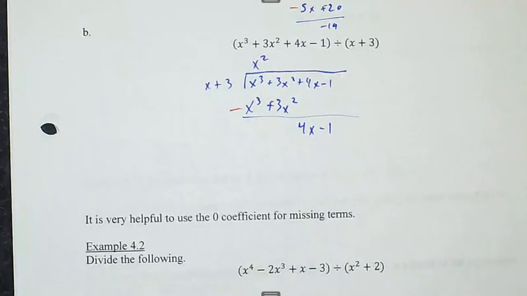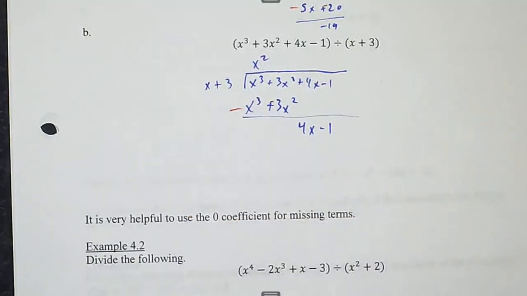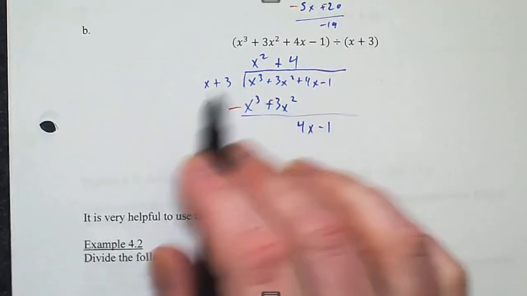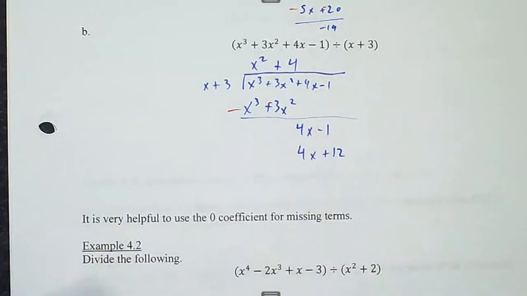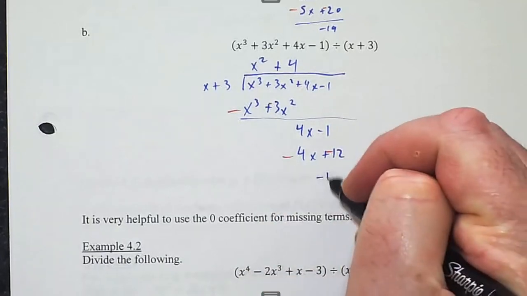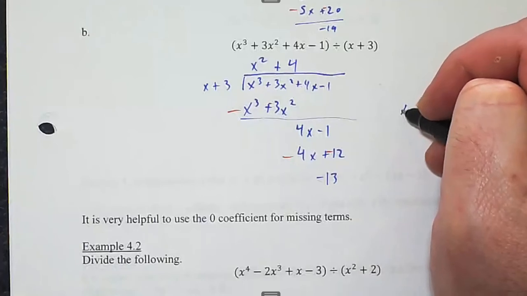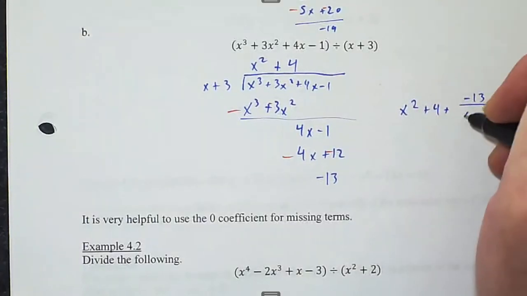And what that means is we're going to have a kind of a gap in our quotient. We had an x squared. Now we're going to go all the way down, not to an x, but to a constant. So 4x divided by x is 4. And then 4 times x plus 3 is 4x plus 12. Don't forget to change the signs. And so we get a negative 13. So our answer is x squared plus 4 plus a negative 13 over x plus 3.